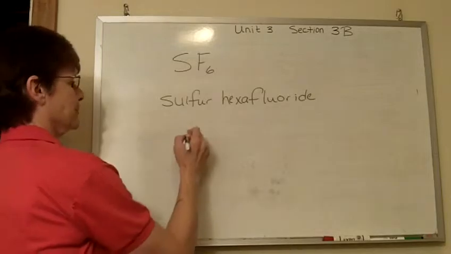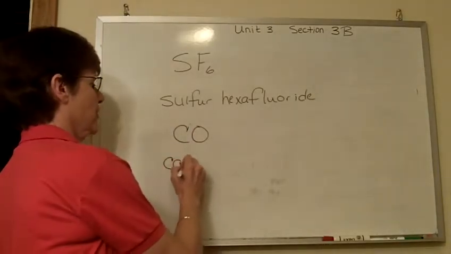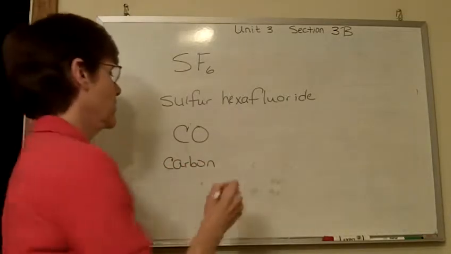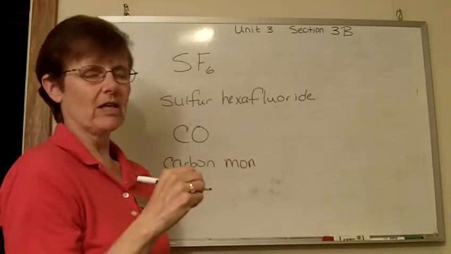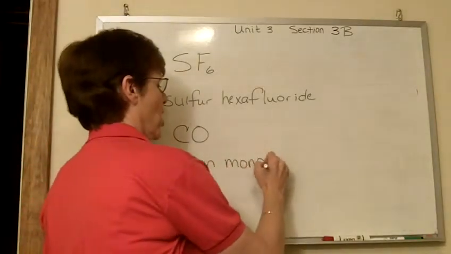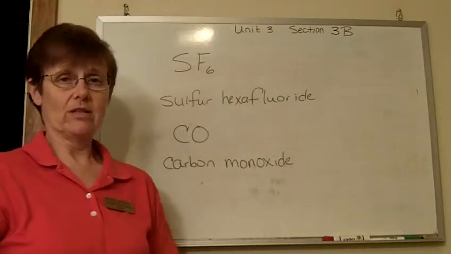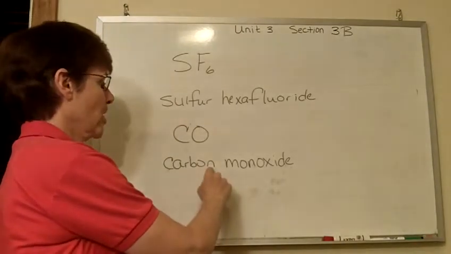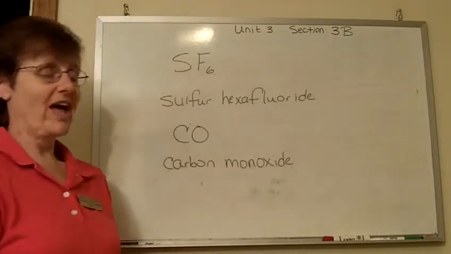However, look at this one. CO. C is for carbon. O becomes oxide, but I need mono, and I'm not going to put 2 O's in a row because that's weird, so I drop the O on mono and write monoxide. And that's a familiar compound, carbon monoxide. That's that toxic stuff that if you breathe it in, it'll kill you. So 1 carbon, but we don't need mono for that. 1 oxygen, and we do need mono for that.